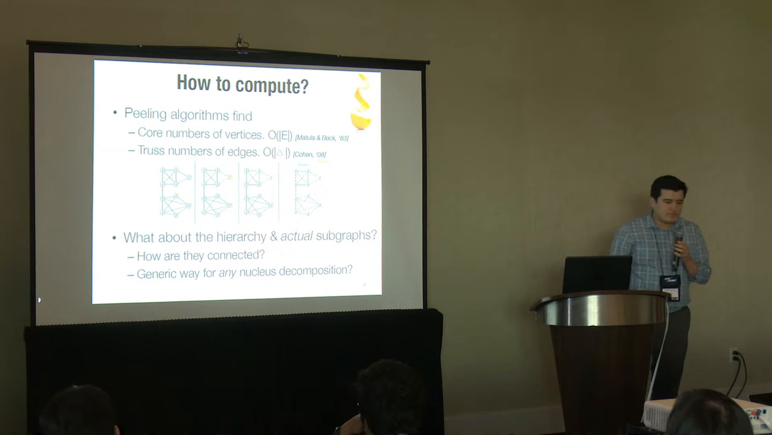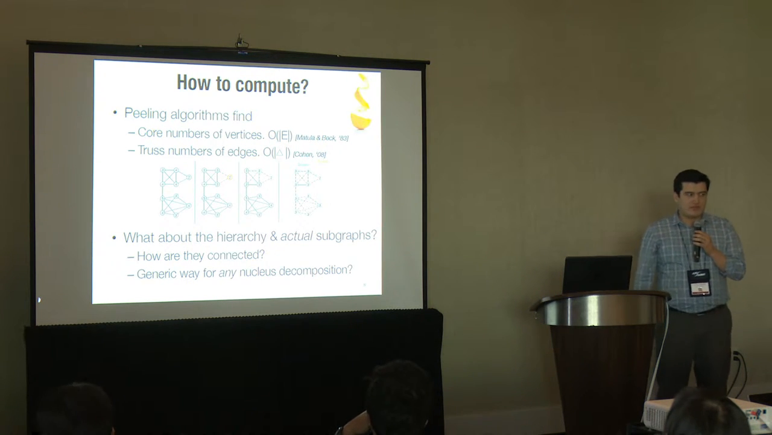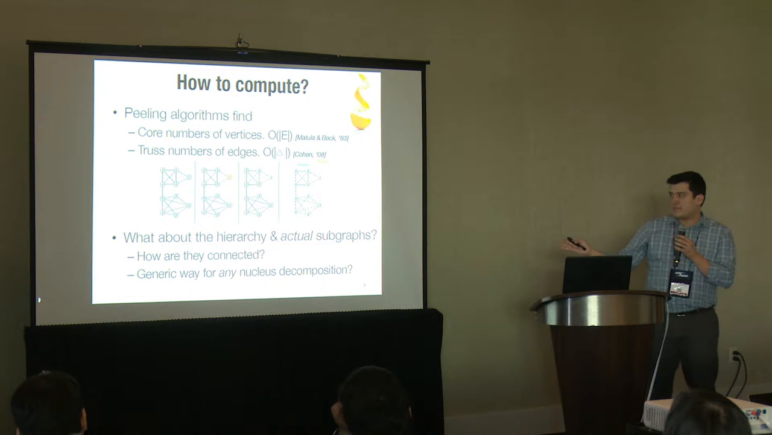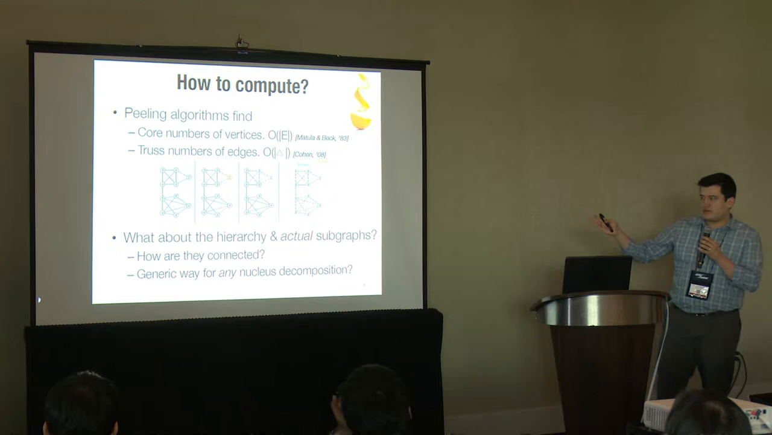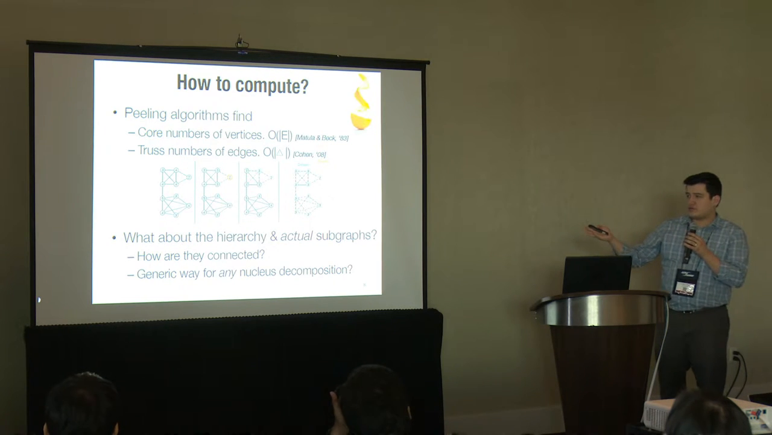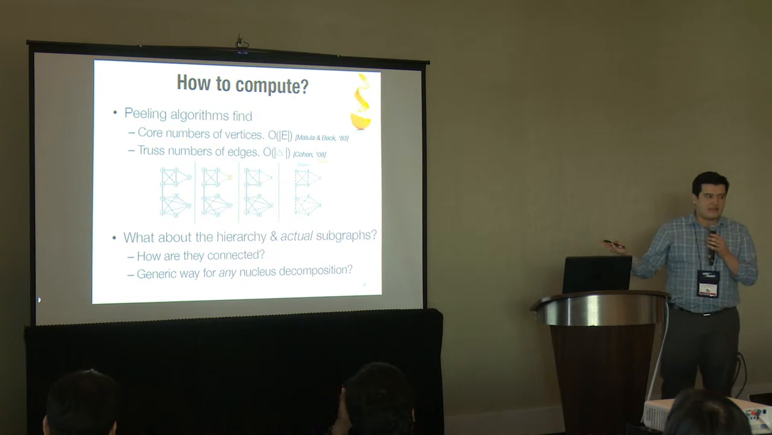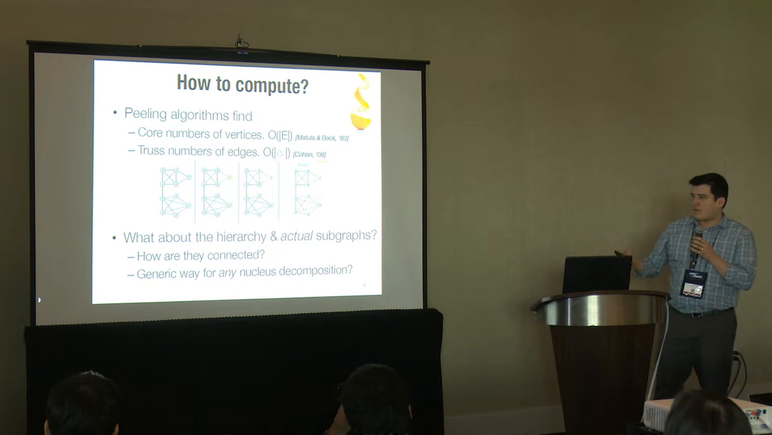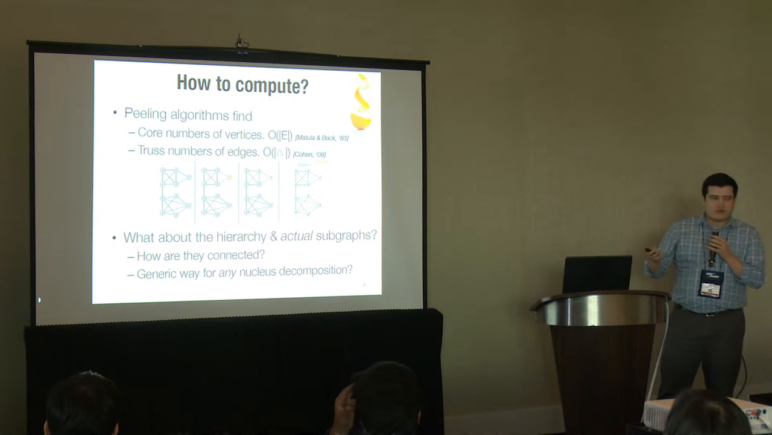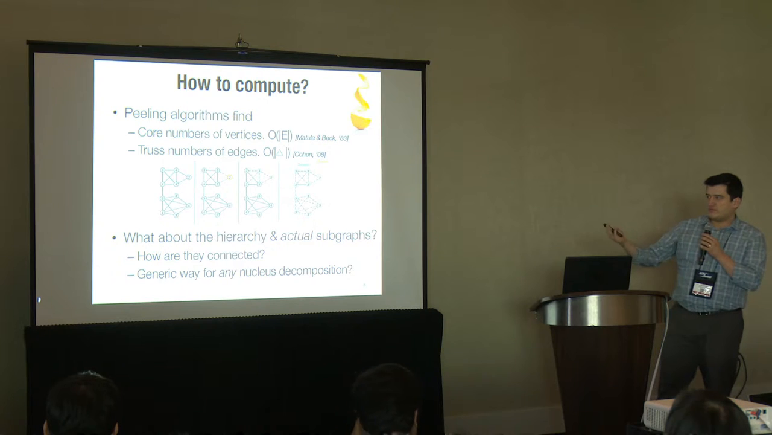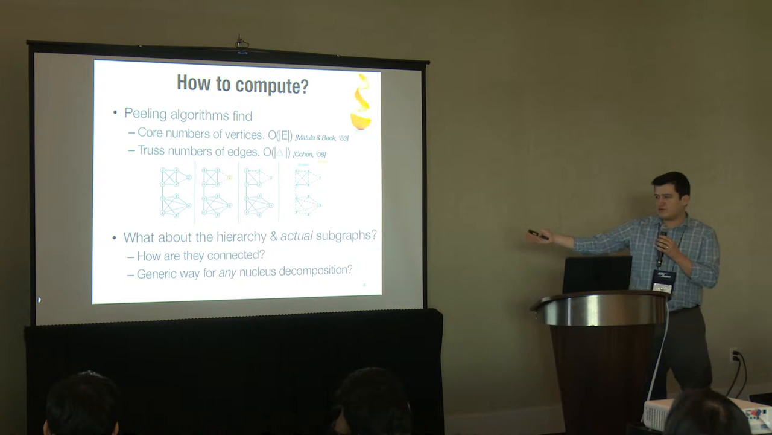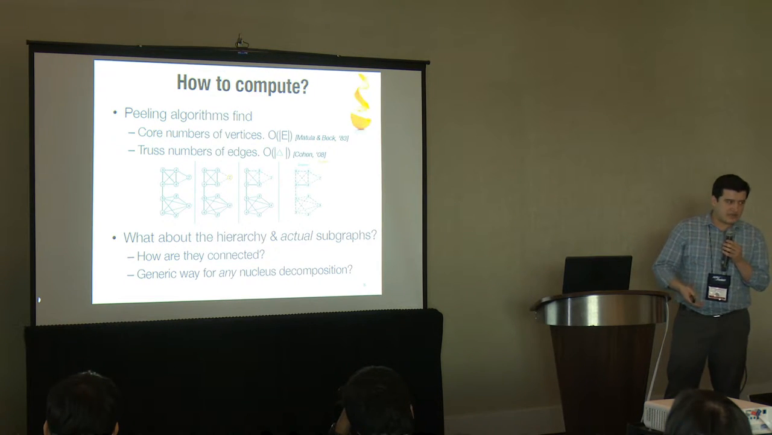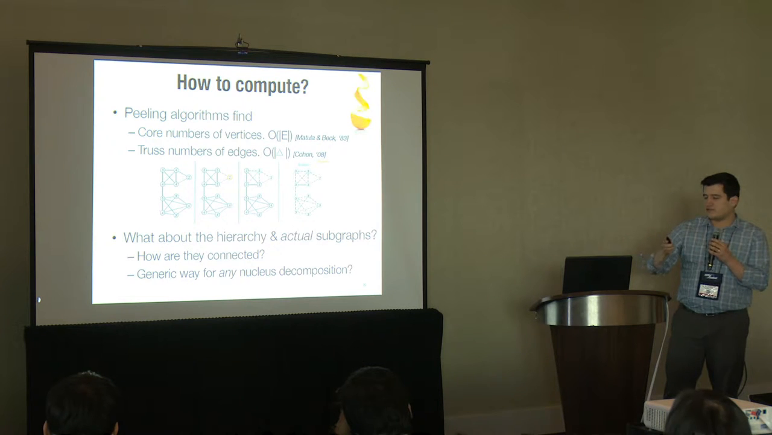So the thing is, in the literature, all the people doing K-core decomposition are basically finding those core numbers. But the really important thing here is the hierarchy and the actual subgraphs. So we explored how we can compute the hierarchy given the core numbers of the vertices, and also whether we can generalize this for truss or other nucleus decompositions.